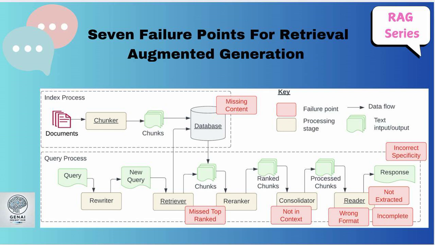Man, this is complicated. No wonder these 7 failure points happen so often. It's a challenge, that's for sure. But that's why this research is so valuable. By understanding where things go wrong, we can make these systems more reliable. Okay, let's keep going. What about number 4, not extracted?